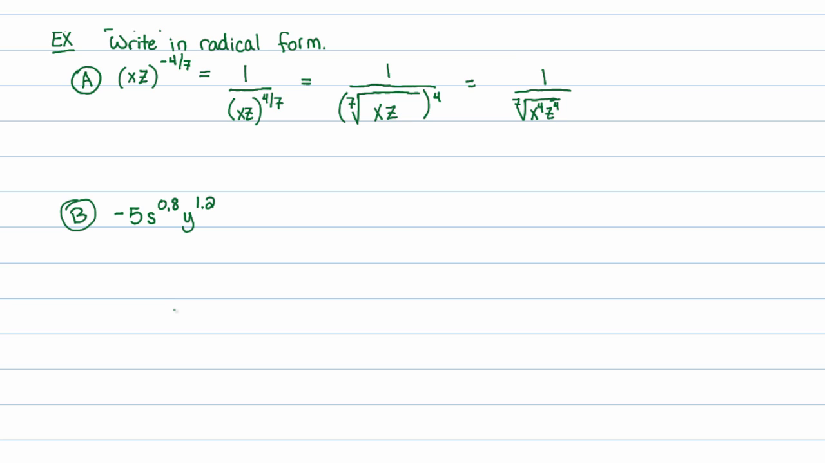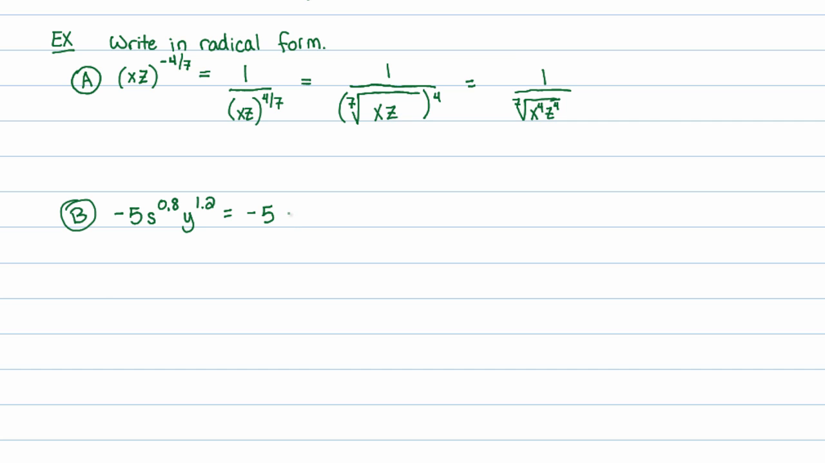Now you look at something like this, negative 5 s to the point 8 y to the power of 1.2. And there's going to be a couple things we're going to do here. One, I want you to notice that the powers, these exponents, are only touching the variables. They're not touching the negative 5. So no matter what we do, we will always have a negative 5 out front because nothing's going to move that up and down or change its number.